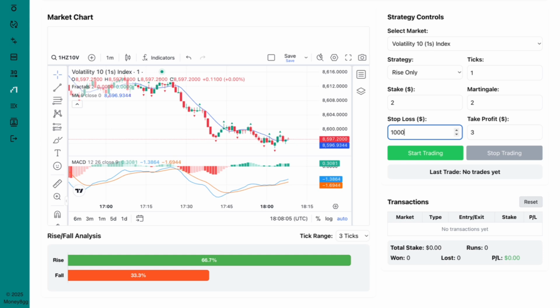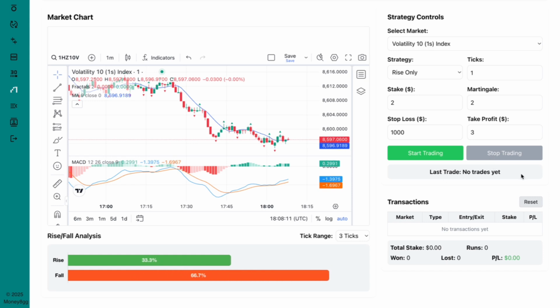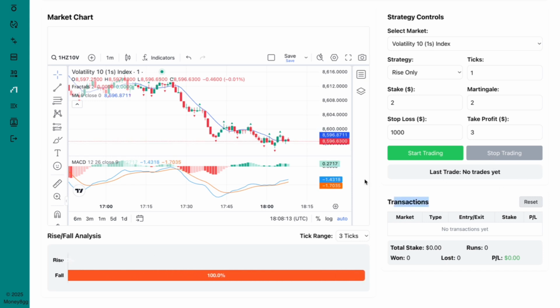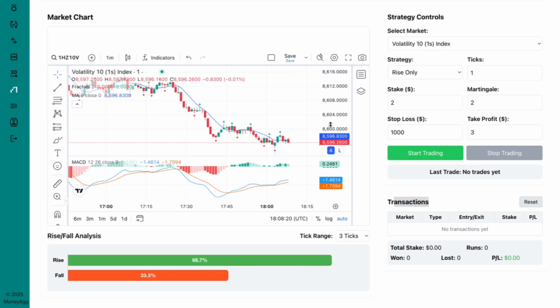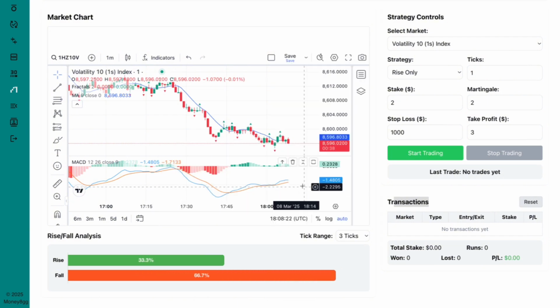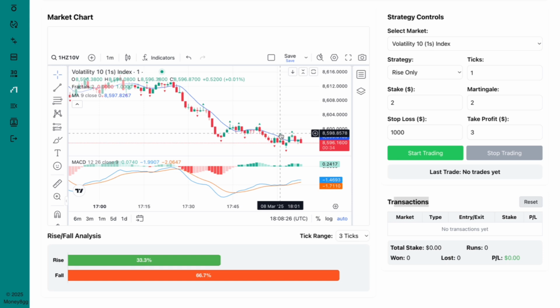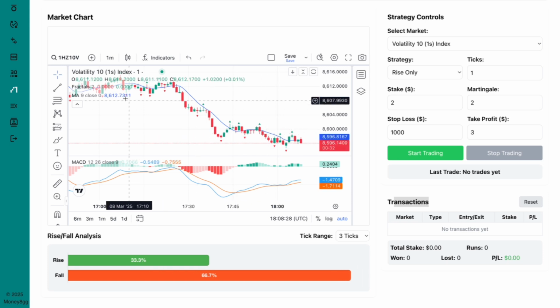Then I just put a huge stop loss so that the trades are not stopped. So start trading, stop trading, no trades taken yet, and the transactions are gonna come here. This is not a good market, and also I'm gonna right click and put countdown to bar close so that I know when the candlestick is opening or closing.